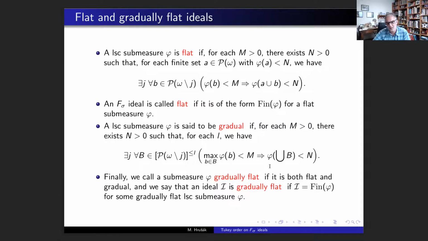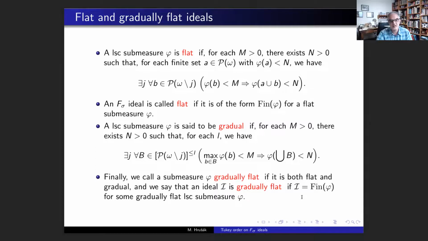Okay, so hopefully the picture is not terribly bad. We call a submeasure gradually flat if it is both flat and gradual, and we call an ideal gradually flat if it is Fin of phi for some gradually flat lower semi-continuous submeasure.